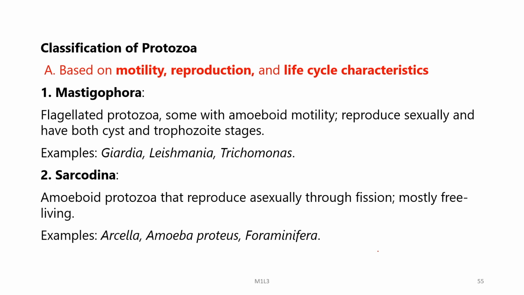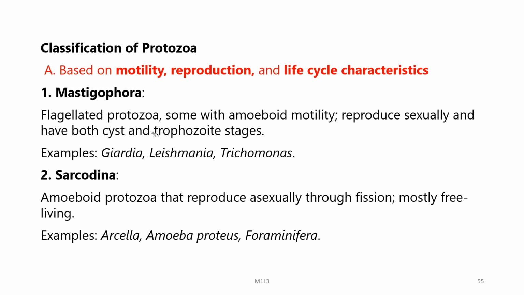Classification of protozoa. There are various ways to classify protozoa. Let us discuss them one by one. The first is based on motility, reproduction and life cycle characteristics. We have Mastigophora. These are flagellated protozoa, some with amoeboid motility, reproducing sexually and having both cyst and trophozoite stages. Some examples include Giardia, Leishmania and Trichomonas.